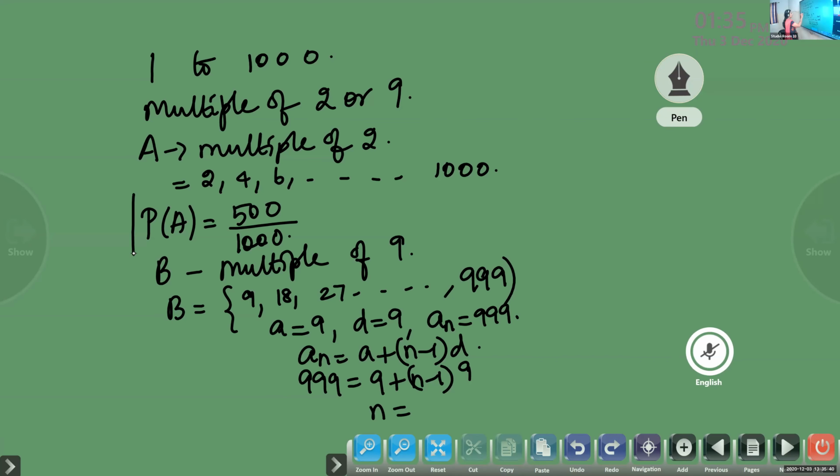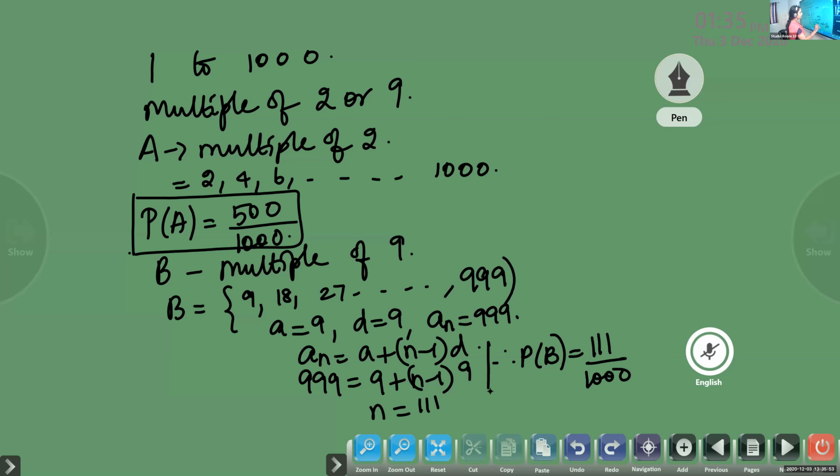So what is the value of n? 111. So n is 111. Therefore, what is P of B? P of B is 111 by 1000.